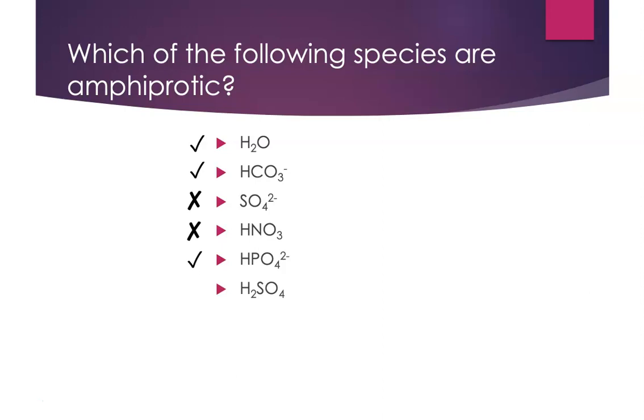What about sulfuric acid, H2SO4? It has H+ ions to give away, but I don't see how it can accept an H+ without giving us something strange; that just isn't going to happen. That's not amphiprotic. So one of the things I wanted to point out is that your hydrogen-containing polyatomic ions, so hydrogen carbonate, hydrogen sulfate, those guys tend to be amphiprotic.